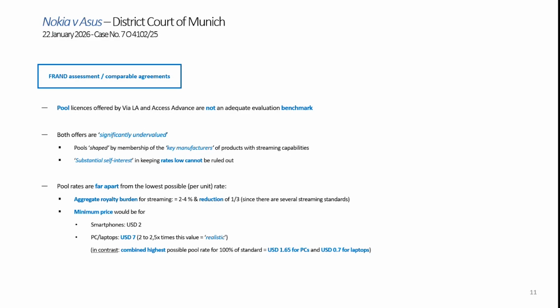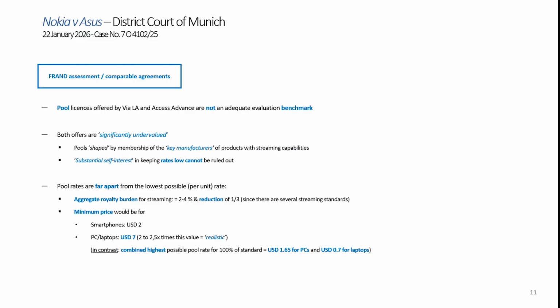And in the eyes of the court, this means that you cannot rule out that there is a substantial self-interest of the members of the pool to keep the rates low for the HEVC standard. So from that perspective, the court was not satisfied that these licenses really represent a market price and can be used as a benchmark for making an assessment of the offers of individual patent owners with their own portfolio. And it also made a brief calculation to demonstrate that.